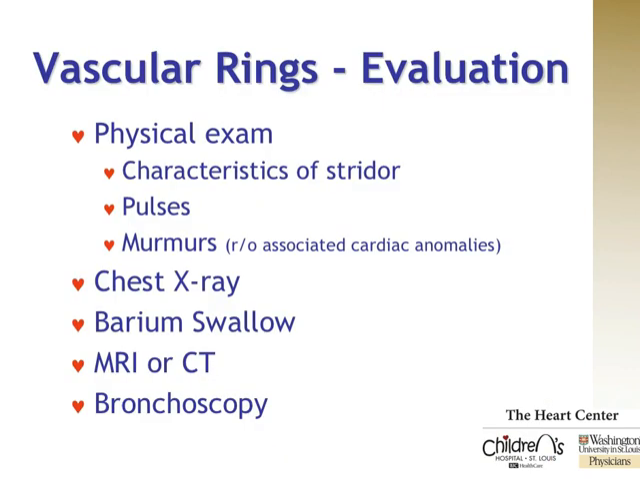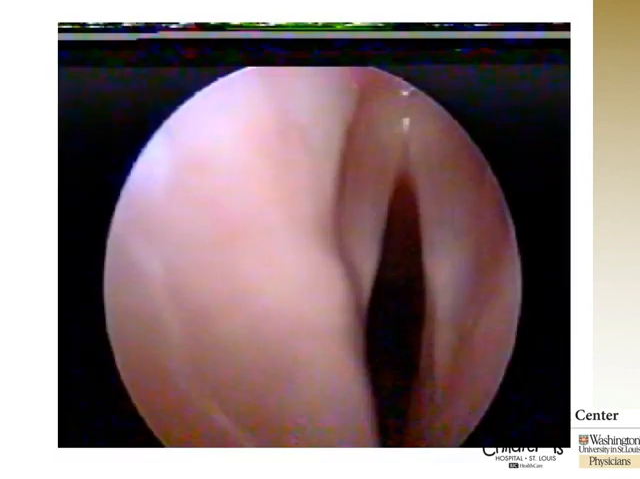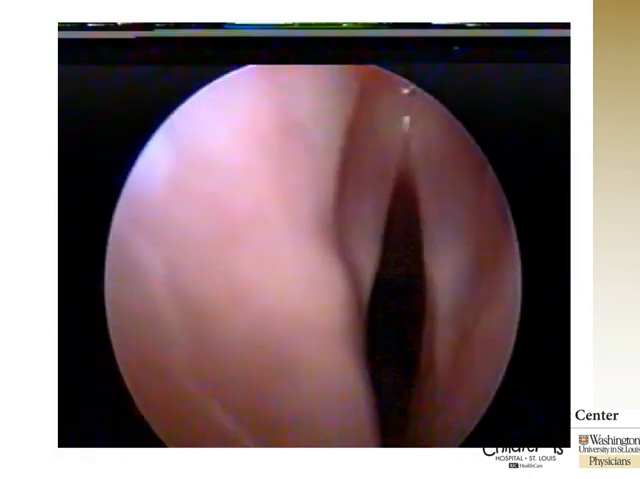And then finally, bronchoscopy. Many children may undergo bronchoscopy as an evaluation for noisy breathing before the possibility of a vascular ring has been entertained, but seeing pulsatile compression on bronchoscopy may lead to further evaluation with some of these other modalities, ultimately resulting in the diagnosis of the vascular ring.